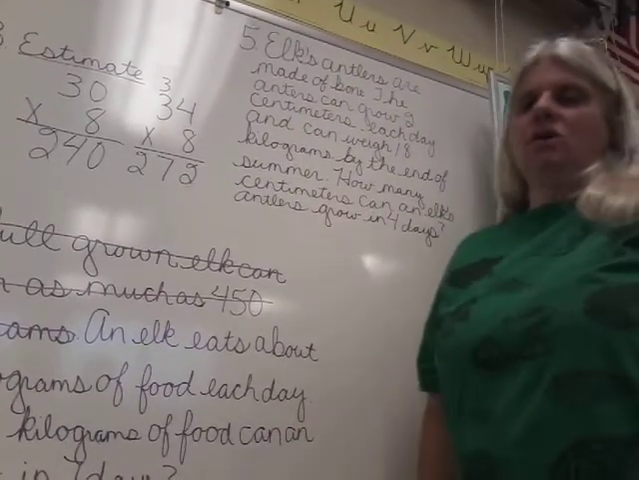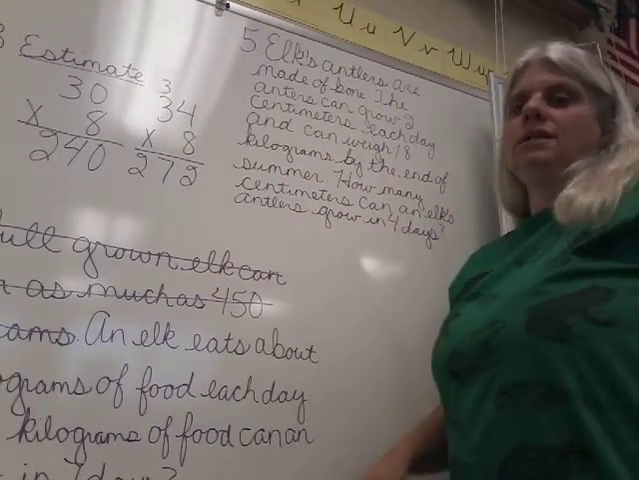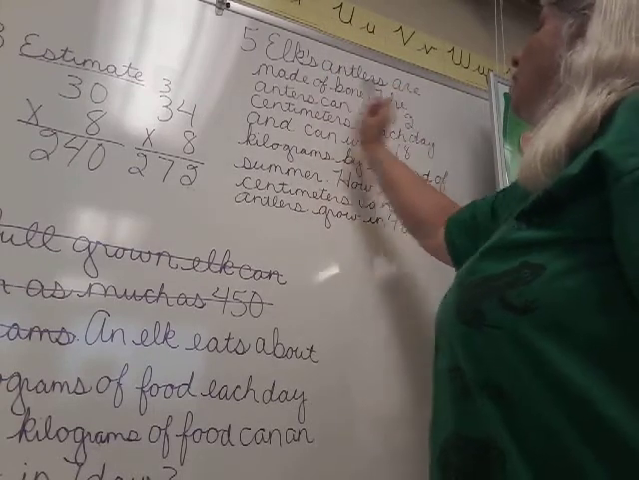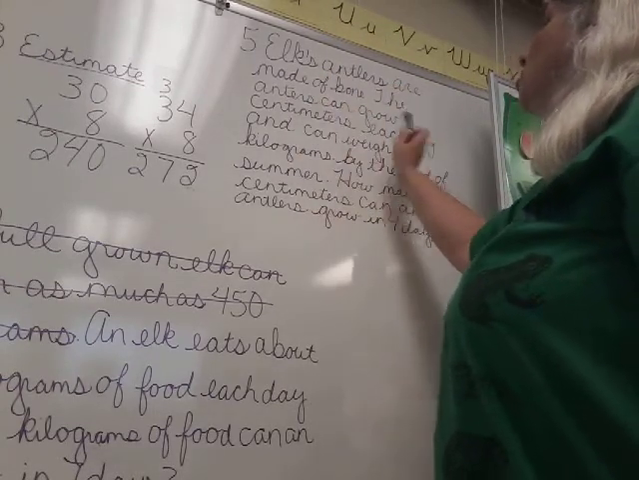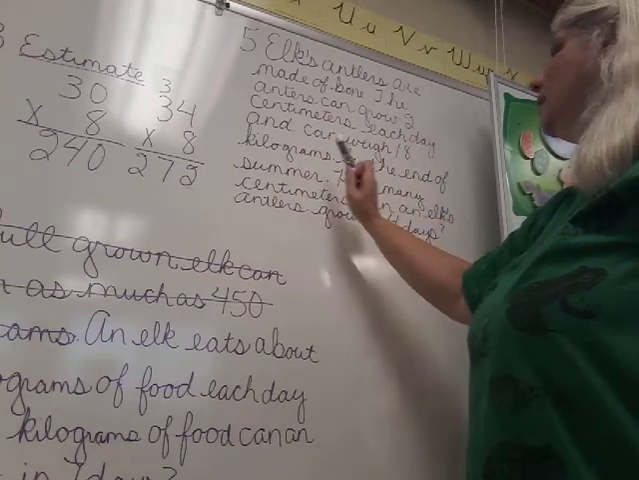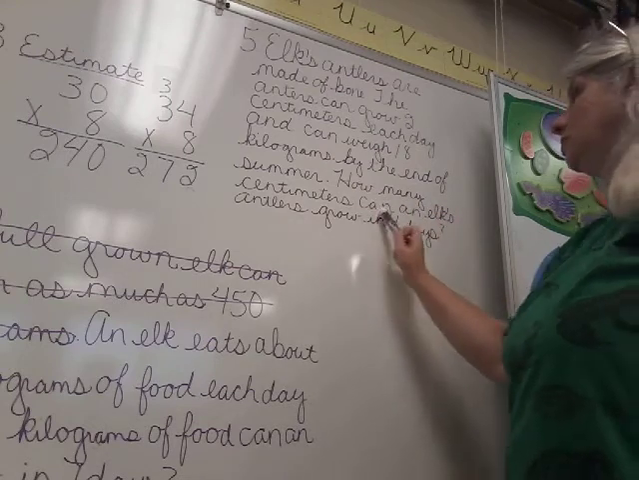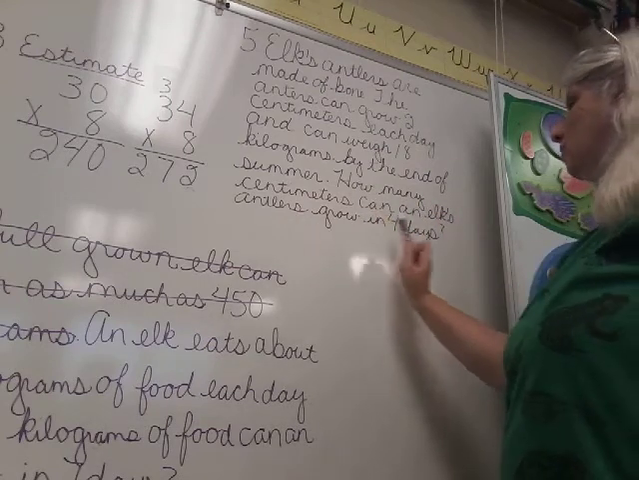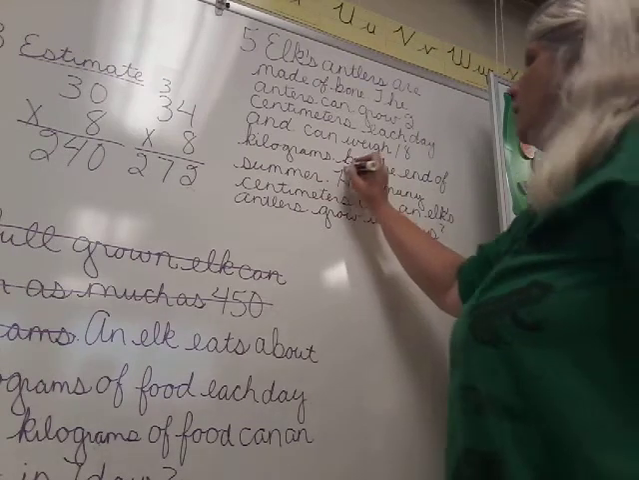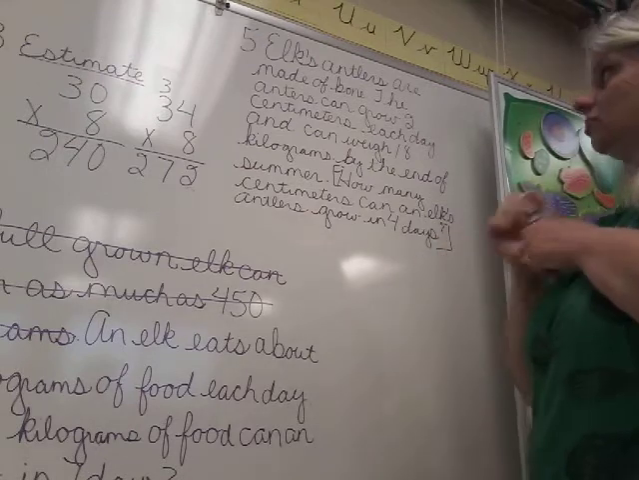All right, so here we go. It's number 5 in your book, so if you can't see this, you can see number 5 in your book. Elk's antlers are made of bone. The antlers can grow 2 centimeters each day and can weigh 18 kilograms by the end of the summer. How many centimeters can an elk's antlers grow in 4 days? So our question is, how many centimeters can an elk's antlers grow?